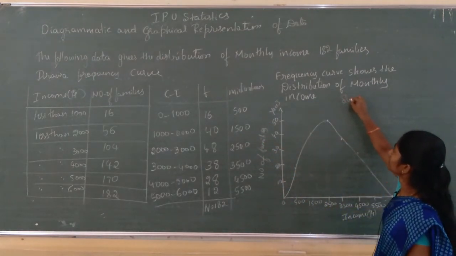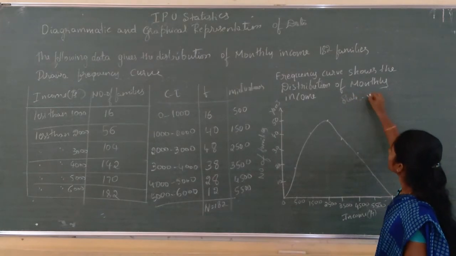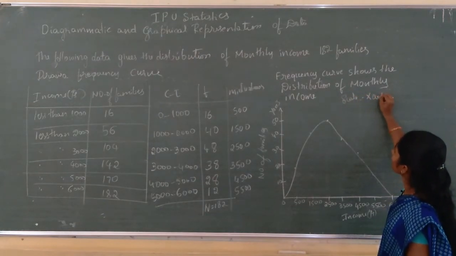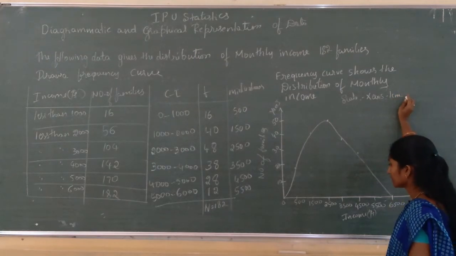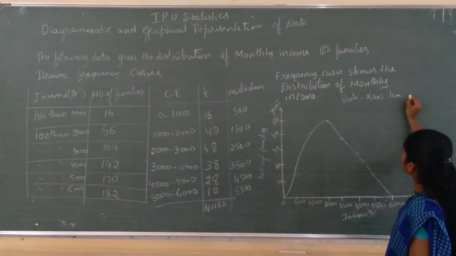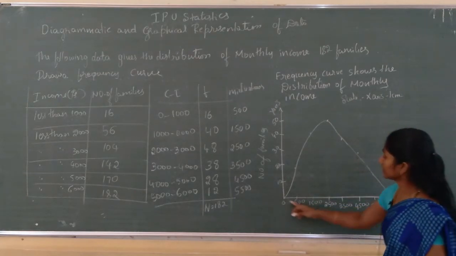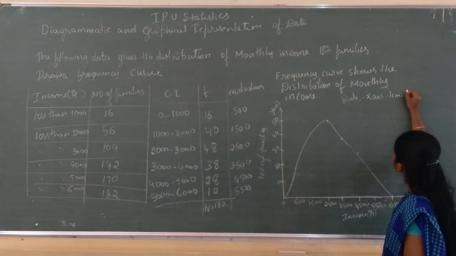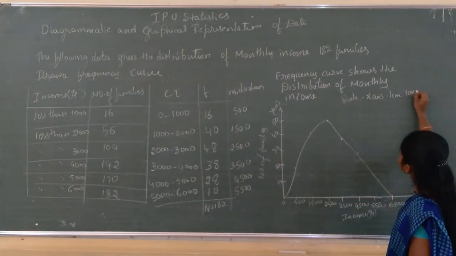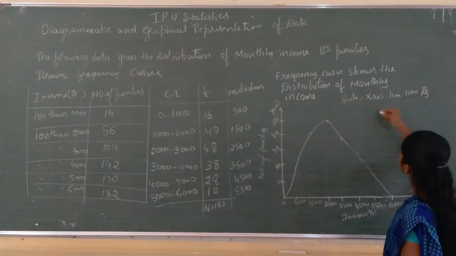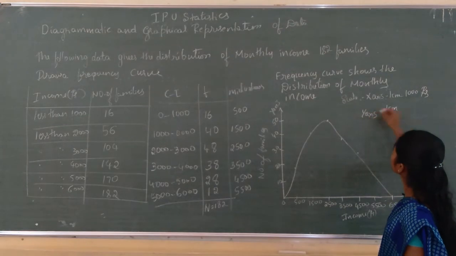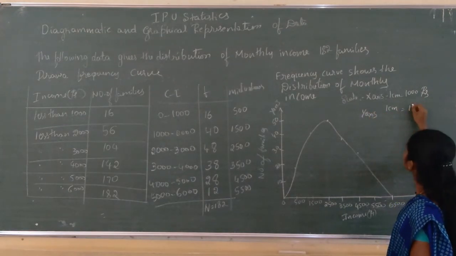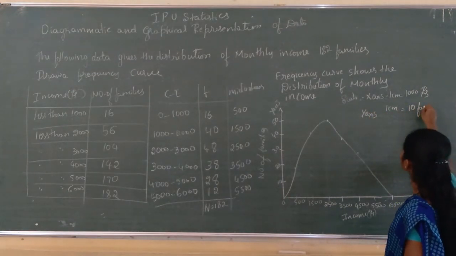Scale: x axis, 1 centimeter, how much? Sorry, 1000 rupees, do not look here, look here. 1 centimeter on the y axis is 10 units, or 10 families.